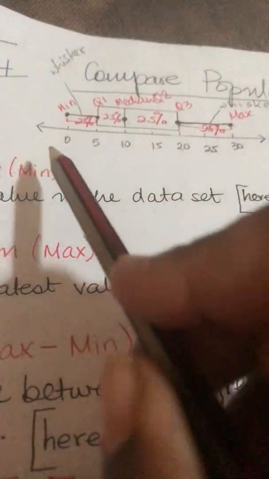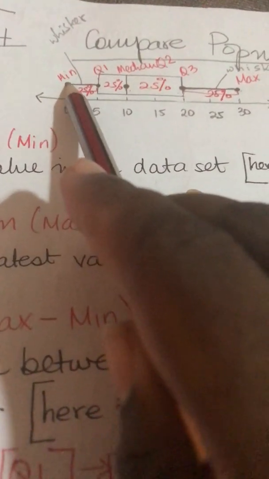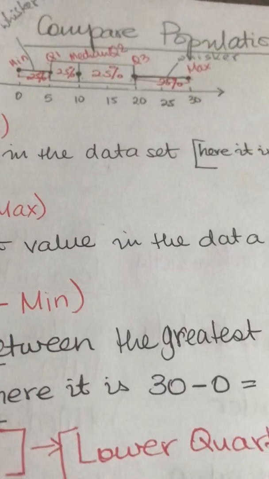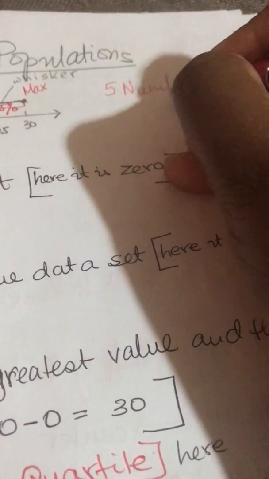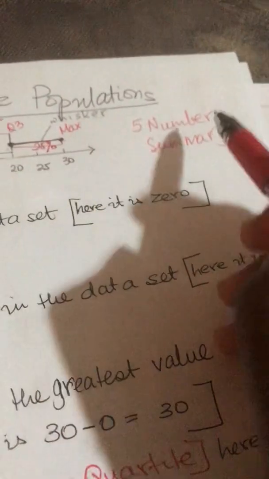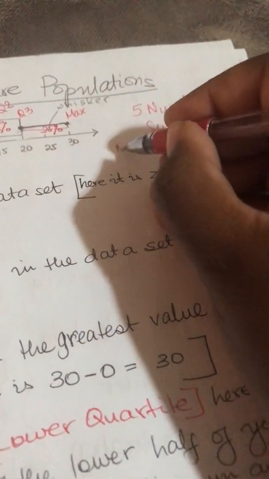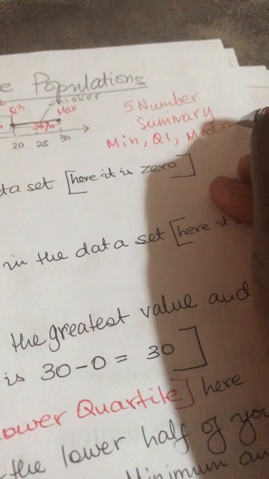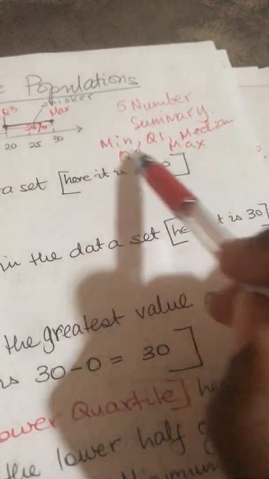So from your box and whisker plot or from your box plot, you should be able to get how many values? 1, 2, 3, 4, 5. And these 5 values is what we call the 5-number summary. So, I get a 5-number summary from a box plot. What is the 5-number summary I should get? I should know the minimum. I should know Q1. I should know the median. I should know Q3. And I should know the maximum. That's what the 5-number summary represents.